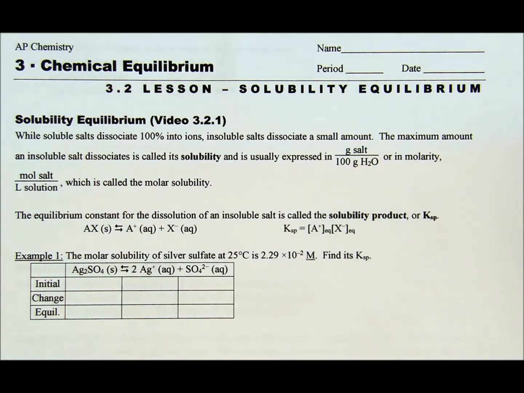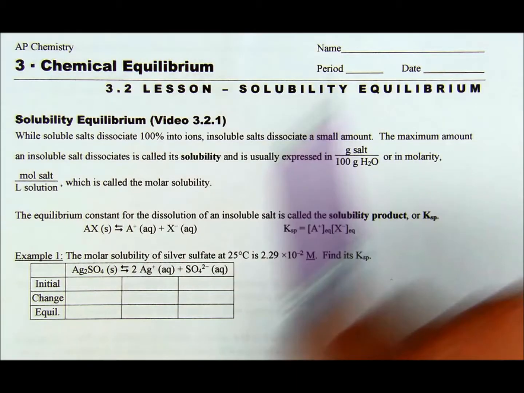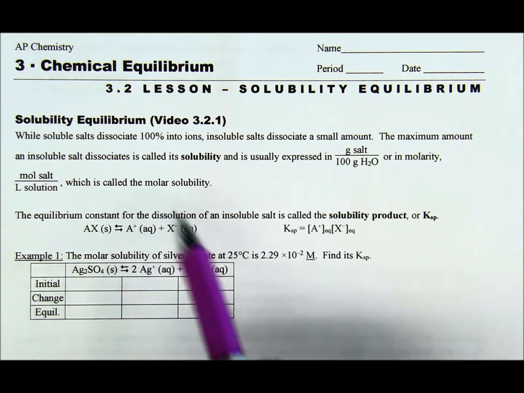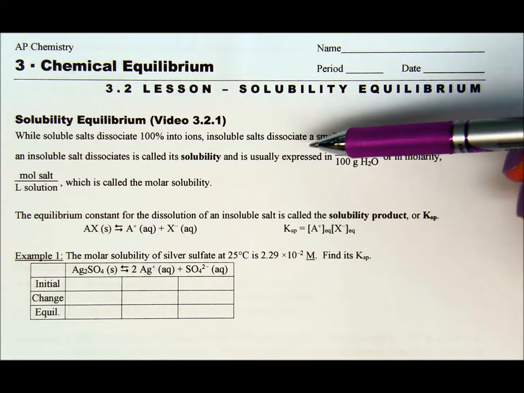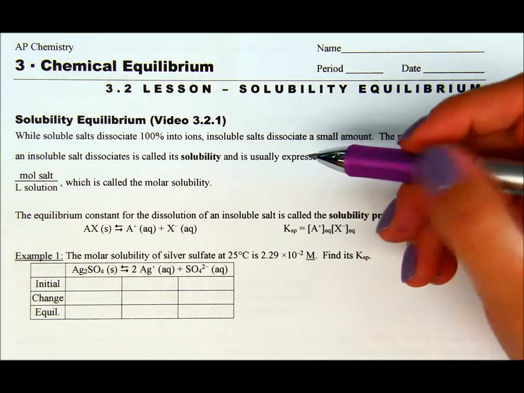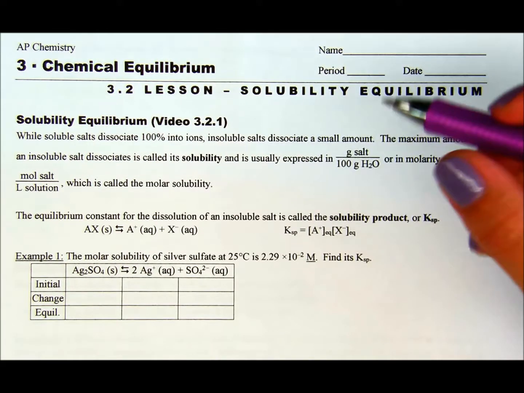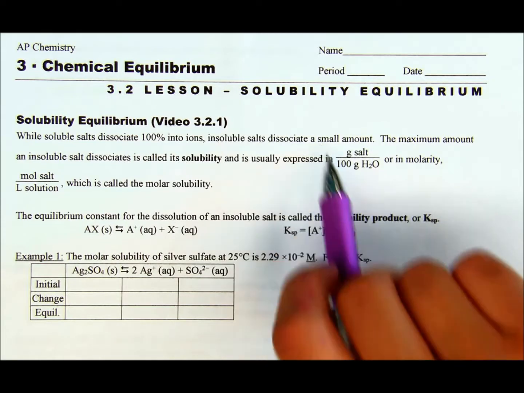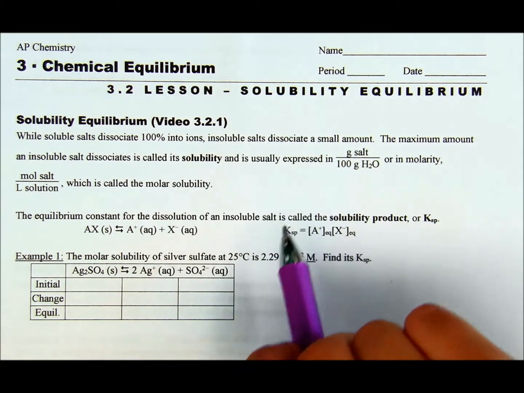Hi everyone, this is video 3.2.1. We're going to continue talking about solubility here. While soluble salts dissociate 100% into ions, insoluble salts also dissociate a little bit. We've been calling them insoluble and saying they don't dissociate at all. It's not exactly true. They do dissociate a small amount, and today we're going to figure out exactly how much they dissociate and how to figure that out.